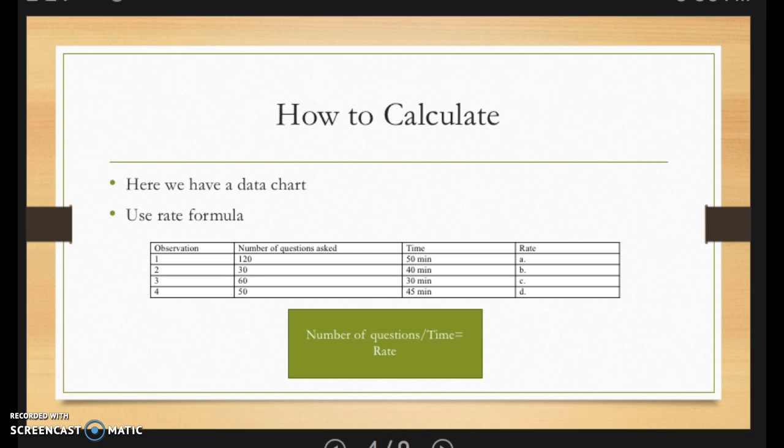So let's talk about how to calculate it. Here we have a data chart. This might look familiar to some of us. All right, so you want to use this data chart and you want to use the rate formula.